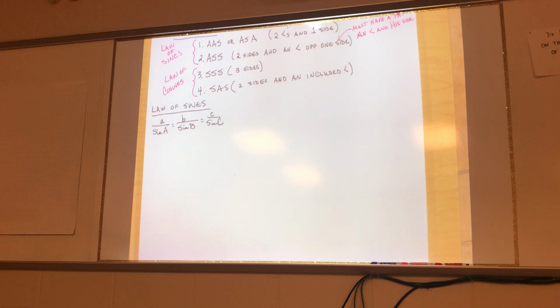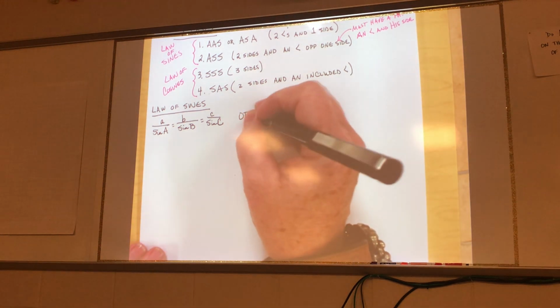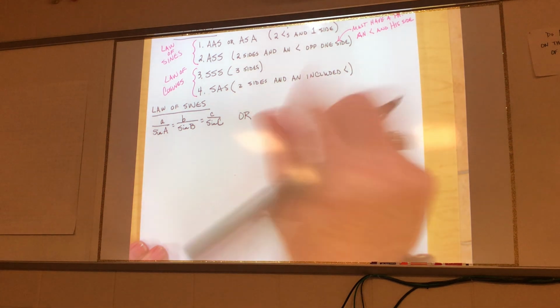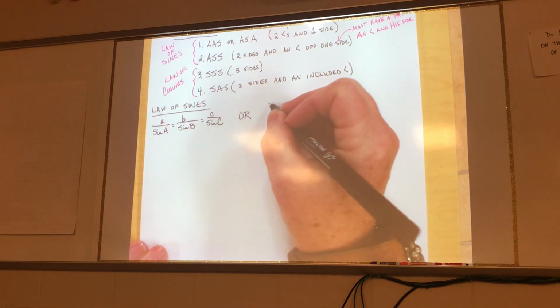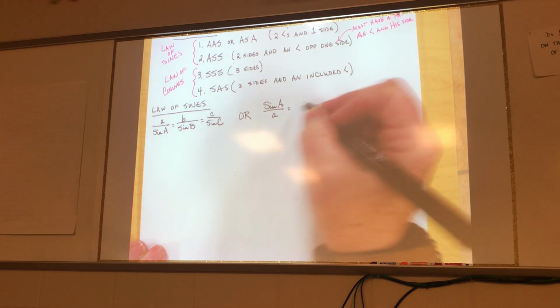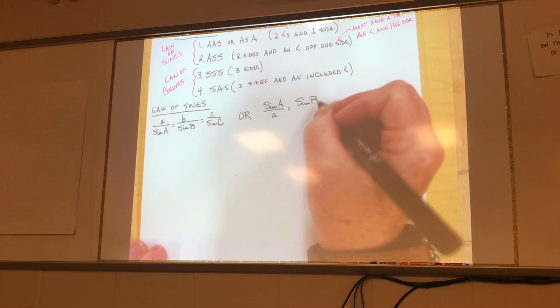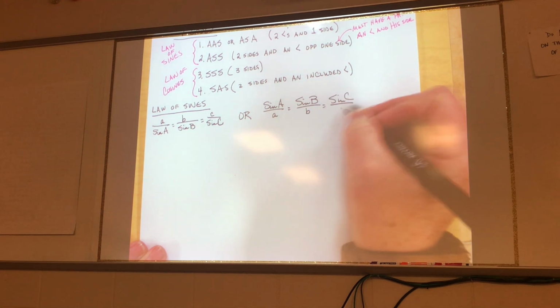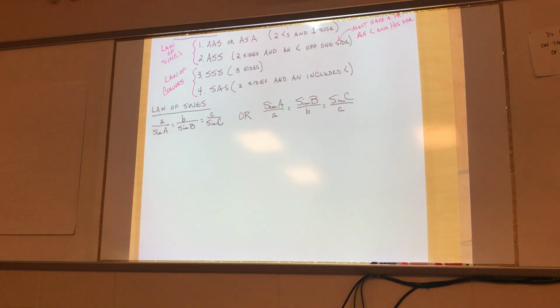All right? Or, you can just flip it. I don't ever use this one over here, but you could if it made you happy, I guess. The sine of A is to side A, as the sine of B is to side B, as the sine of C is to side C.